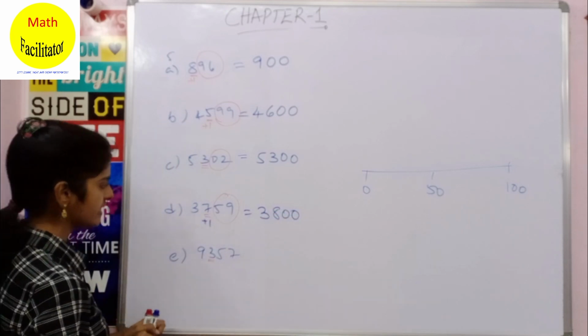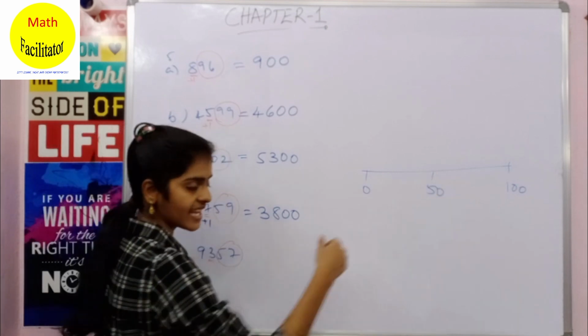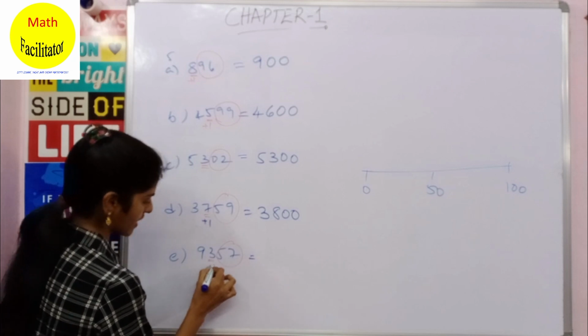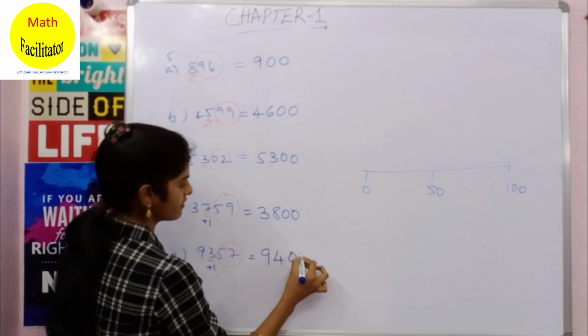Clear? Again here the next example, you have 57 here. Now 57 is greater than 50. Yes. So you will add 1. Okay. So it is 9. 3 plus 1 is 4, and you have 2 zeros.